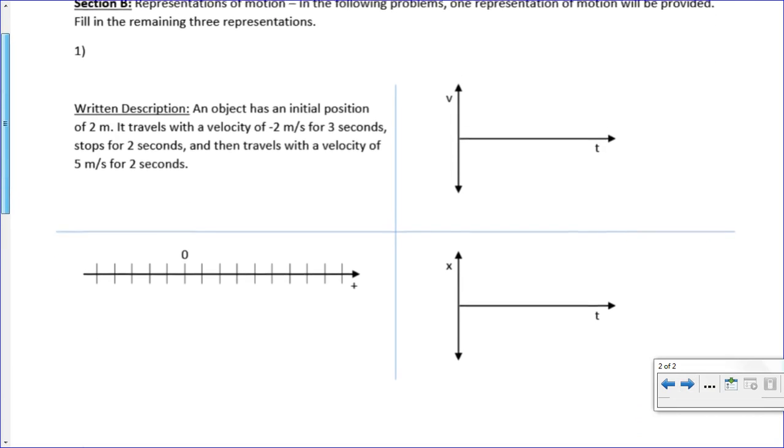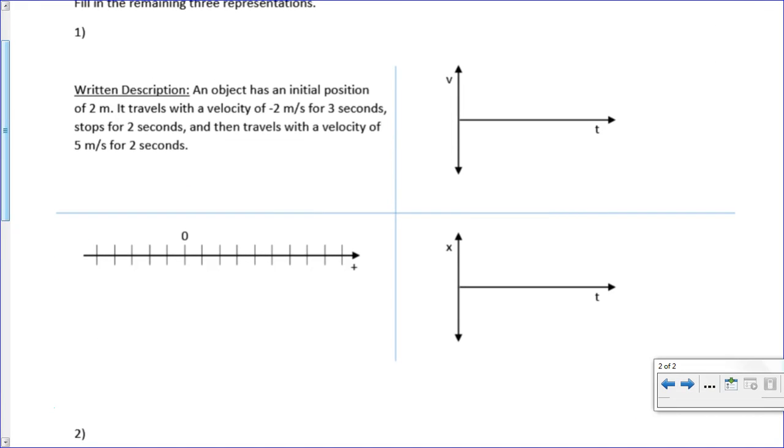So in the first one, I've given you a written description, and you need to make it into these other things. The first one starts with a position of 2. I'll just make the motion map. So if it starts with a position of 2, the first dot goes here at 2. And it says it travels with a velocity of negative 2 meters per second for 3 seconds. So there's 1 second, 2 seconds, 3 seconds.